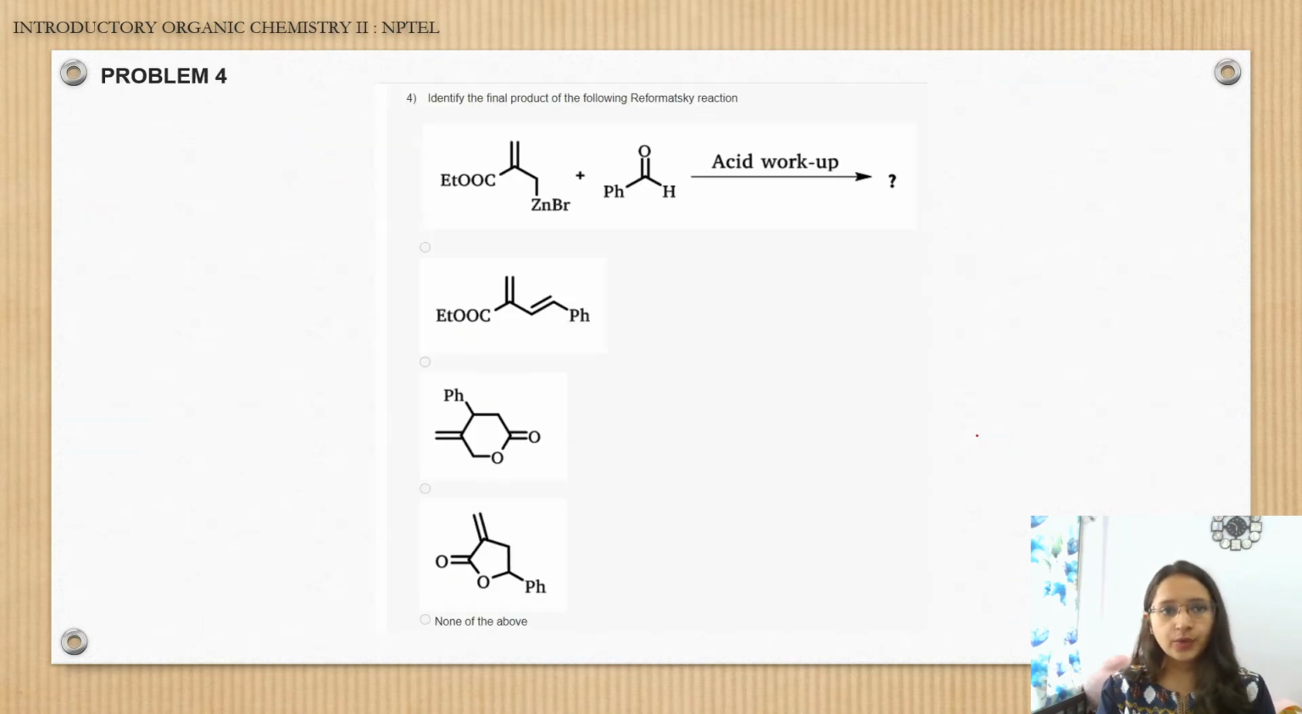Very good. So I will proceed to problem 4. Now they are asking, identify the final product of the following Reformatsky reaction.